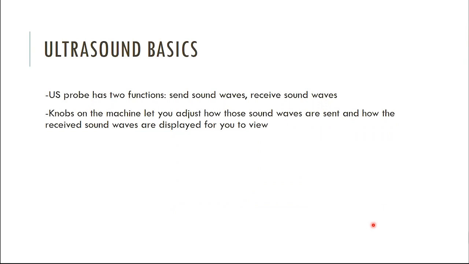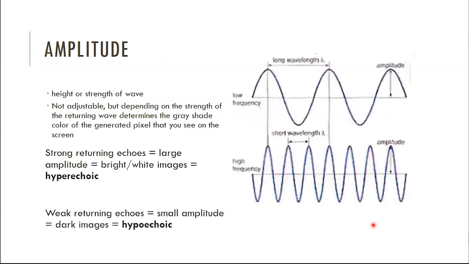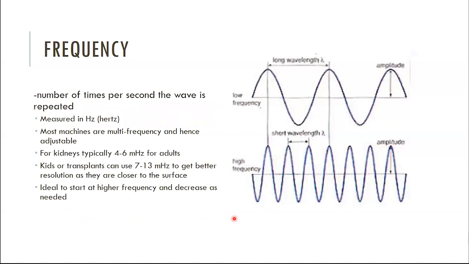With ultrasound basics, really that ultrasound probe has two functions. It's sending out sound waves and it's receiving sound waves back from objects that it's hitting. The knobs on the machine let you adjust how those sound waves are sent and how they are received for what you are viewing on your ultrasound display. The amplitude is the strength of the wave. This isn't adjustable. This really is determined by the object that is hit. If there's a strong, high amplitude object, then you're seeing it as a white image or a hyperechoic image. If it's a weak bounce back from the object, it's a small amplitude and you're seeing a dark image or hypoechoic image.